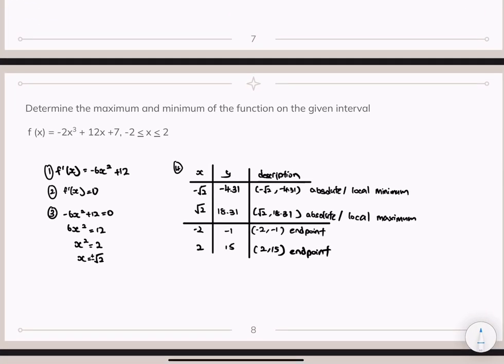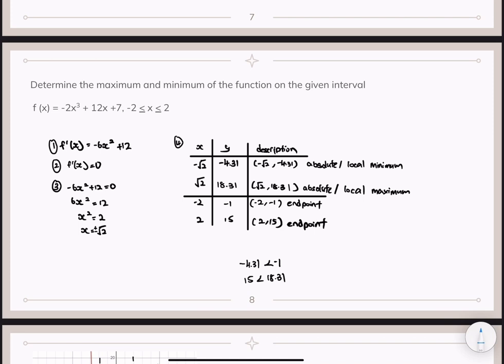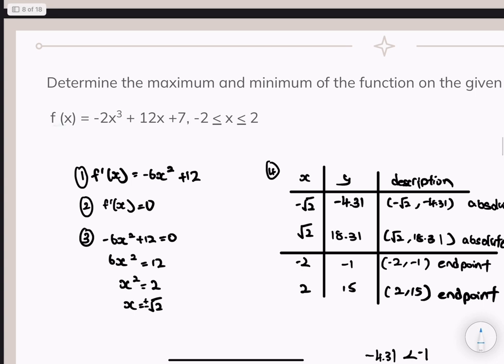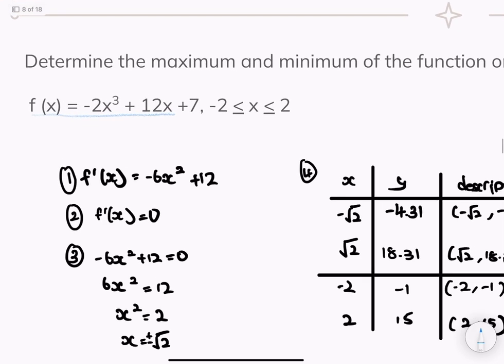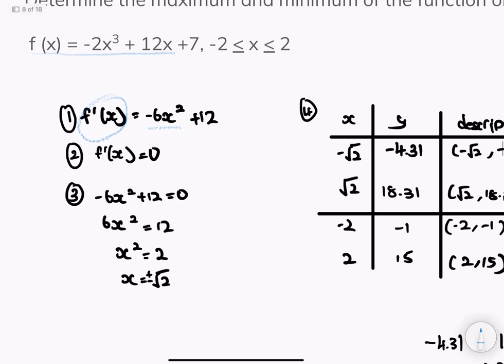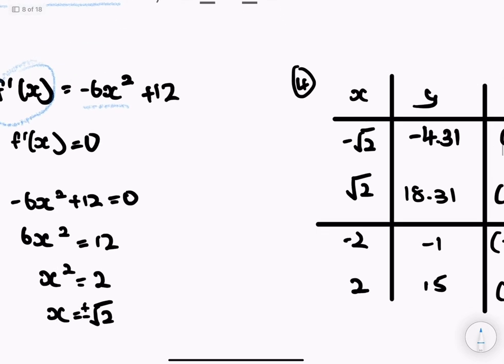Determine the maximum and minimum of the function on the given interval. f(x) is equal to negative 2x cubed plus 12x plus 7, and the interval is negative 2 to 2. For the first step, we need to take the derivative of the original function, which is negative 6x squared plus 12. The second step is to make the derivative function equal to 0.